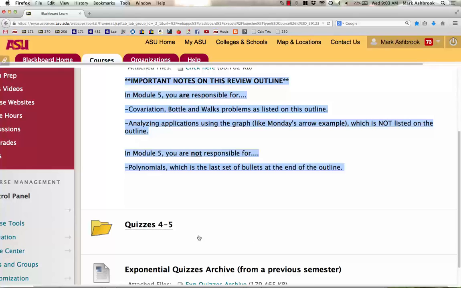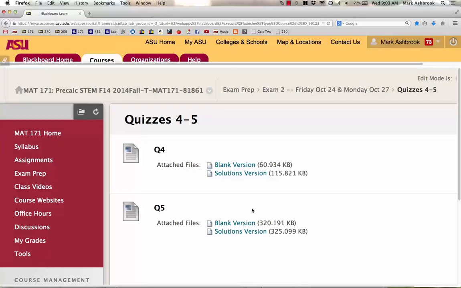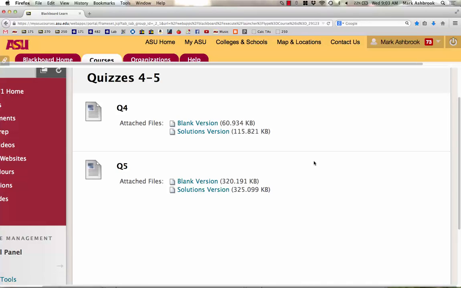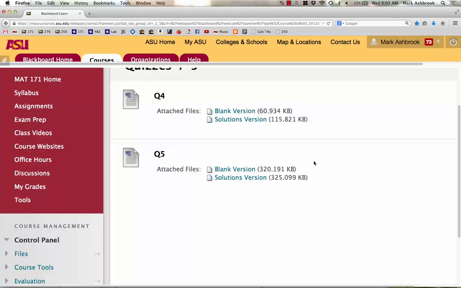Okay, then I've posted the 2 quizzes on exponential growth, Module 4, a blank version and solution versions for both of those. And those are the 2 quizzes that pertain to this exam.